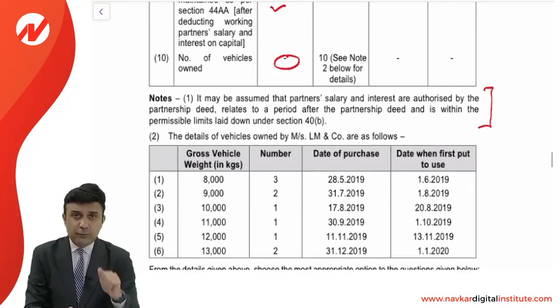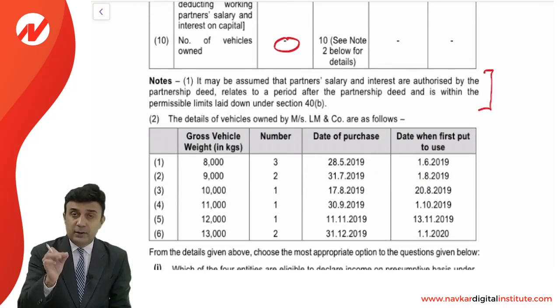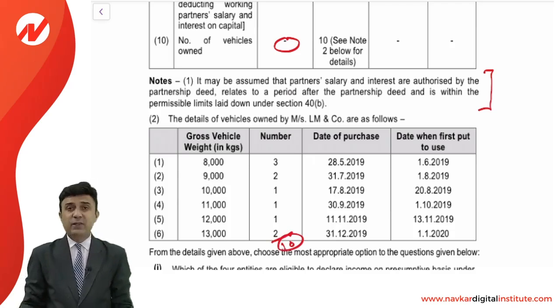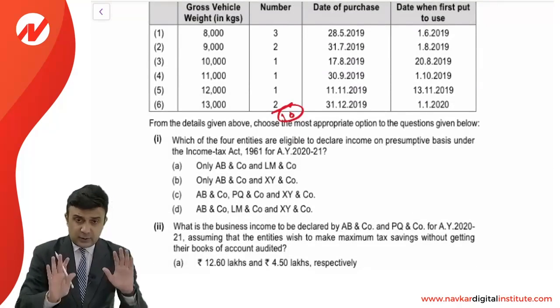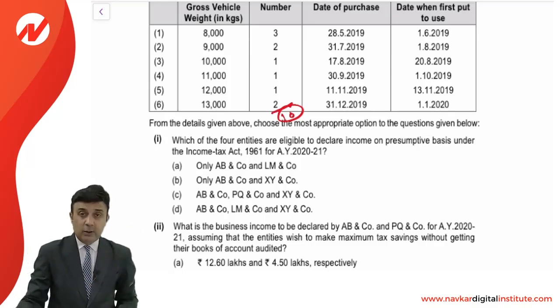The details of vehicles owned by LM and company, which is into the business of plying, hiring, leasing, goods carriage, are as under. You are given 3 plus 2 plus 1 plus 1 plus 1 plus 2. Total 10 vehicles they have got throughout the year and hence it can be eligible for 44AE. But let's check out with the MCQs.